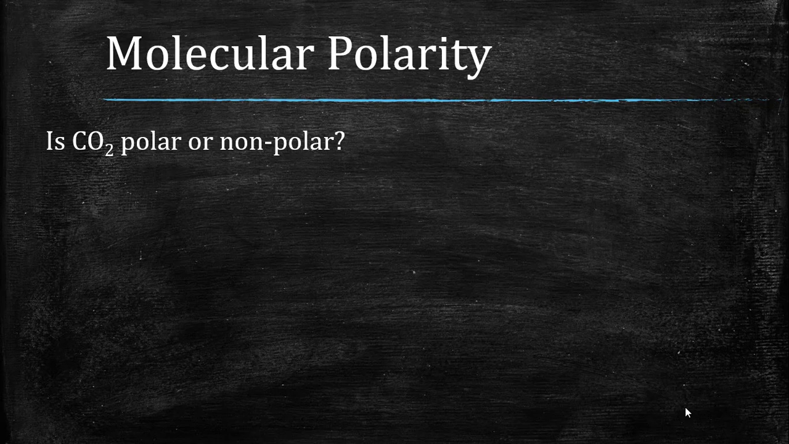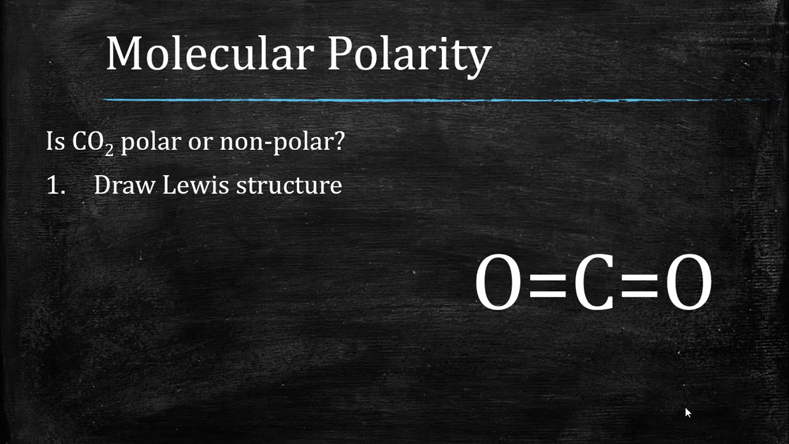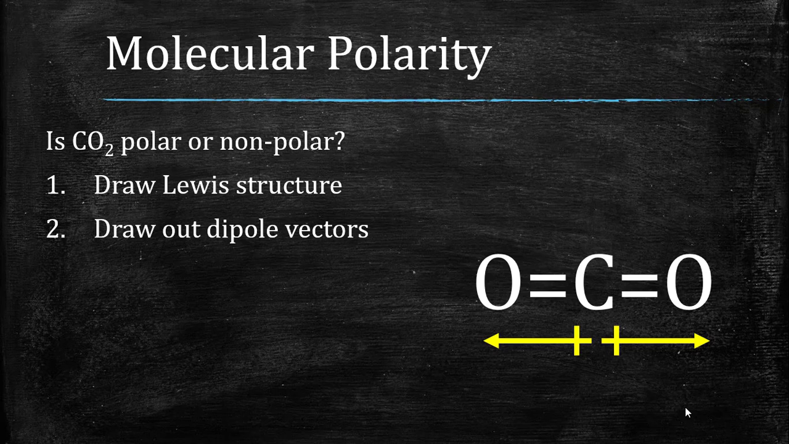The first, is carbon dioxide polar or nonpolar? Follow the steps. Draw the Lewis structure. And because I'm only concerned about the central atom, here I did not draw in the electrons around the oxygens. Draw out the dipole vectors. There are two dipole vectors here, each starting at the carbon and then each pointing out to the oxygens, which looks like this. Now, because the two bonds are equivalent, the vectors should be the same length.